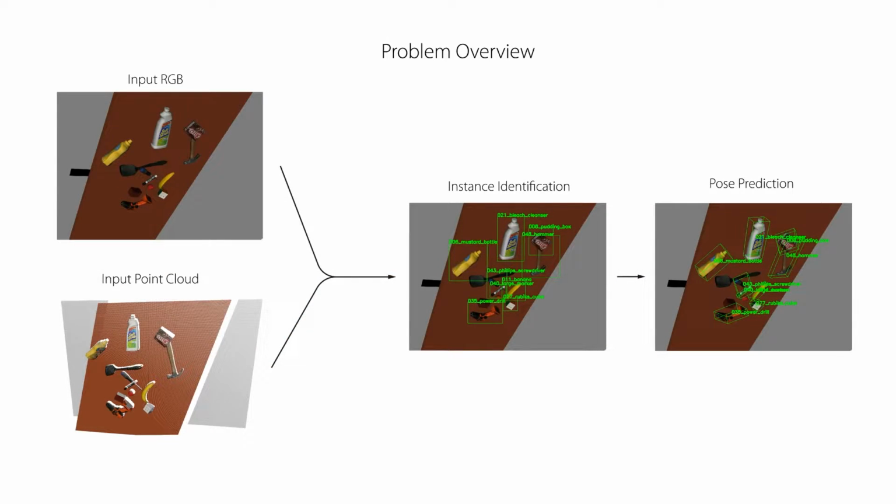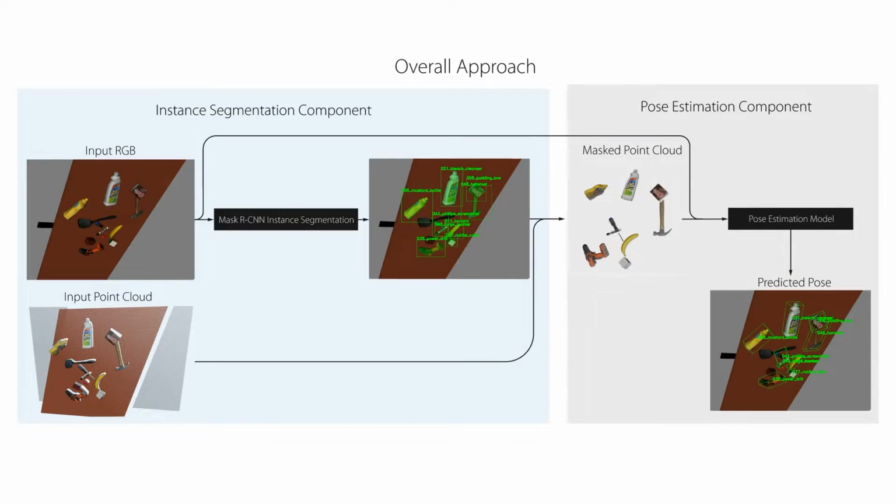I view this problem as having two different parts: instance identification and pose prediction. That is to say, given an input RGBD image, I need to first identify exactly where each instance of the objects of interest are, and then use that information to make pose estimations. For the first part, I train a Mask R-CNN instance segmentation model to identify each instance of an object as well as each pixel associated with that object.